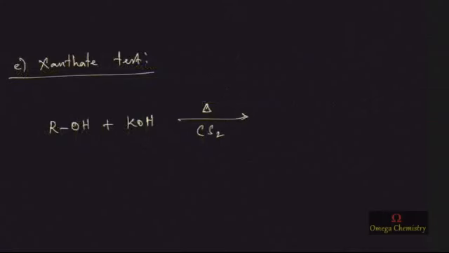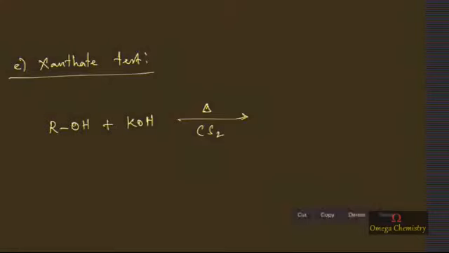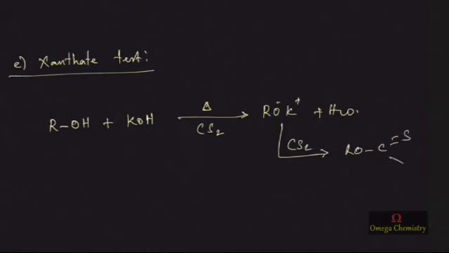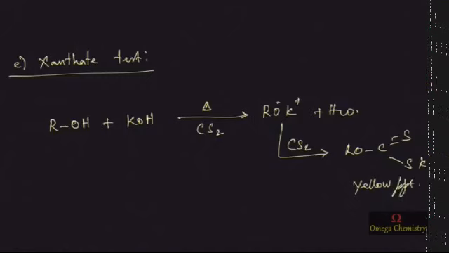The last test is the xanthate test. When aliphatic alcohols are added to potassium hydroxide or sodium hydroxide at high temperature, salts of the alcohol will form, along with water. When this salt reacts with carbon disulfide, it will give a compound like this. So it's an organosulfur compound which is yellow in color. From this I can identify that the compound we have taken is an alcohol.